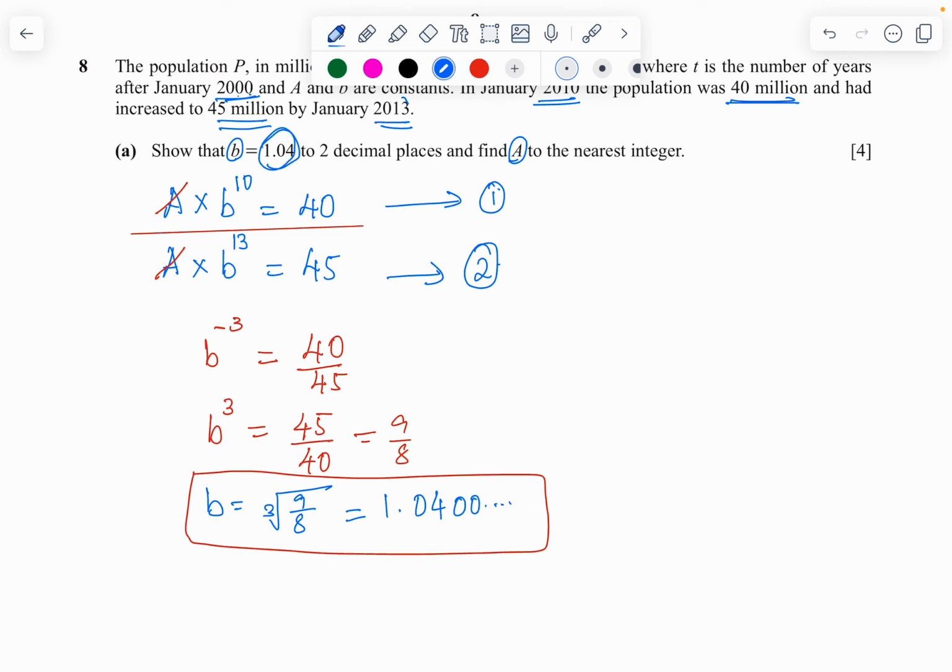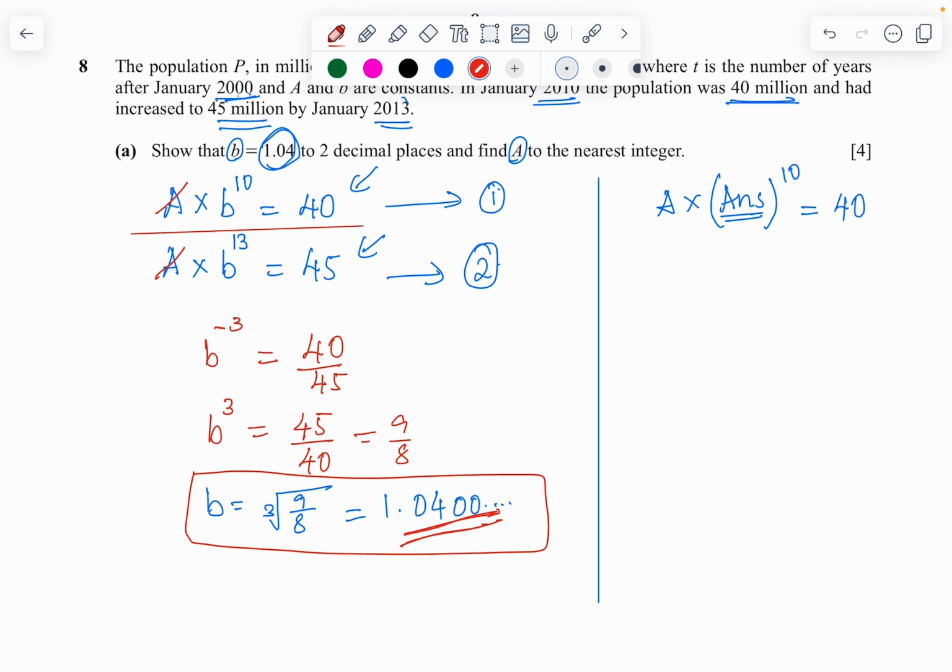So I already got the value of B, according to the question. Now I'm going to find the value of A. Since I have the value of B, I'm going to substitute that B into one of these equations. So A times the answer to the power of 10 is equal to 40. I would prefer to use the answer because we are using the calculator. Make sure you don't change your calculator. You have to bring that there. So A equals 40 over the answer to the power of 10.